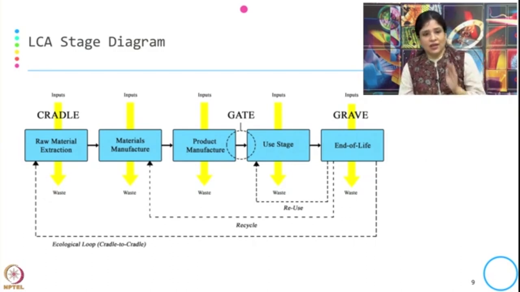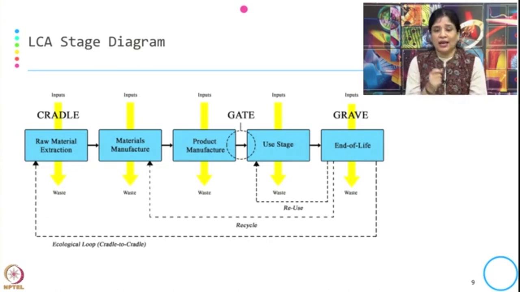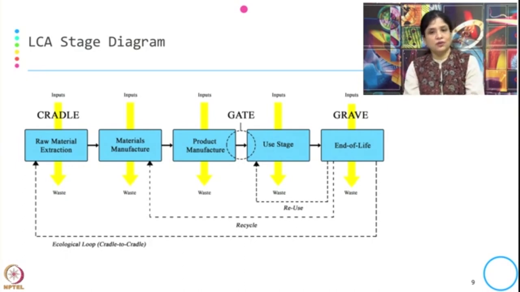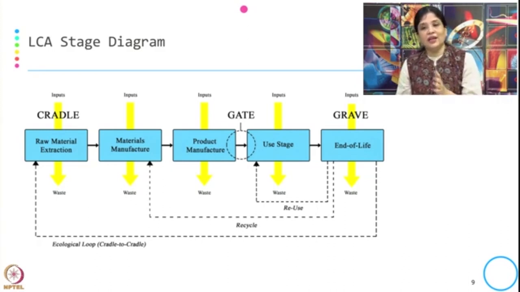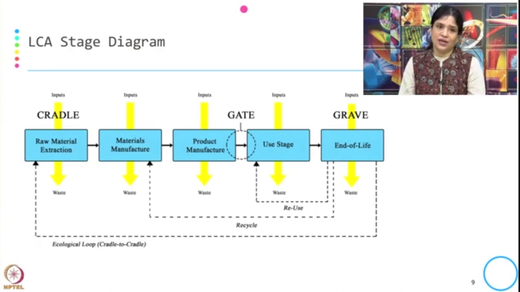So, when we say getting the raw material, that is the cradle, the beginning of the product life cycle loop, and gate is the terminology we use where the product gets manufactured and goes out of the gate of the firm. Then we get into the use stage, which is typically the consumer responsibility, and finally the end of life is called grave.